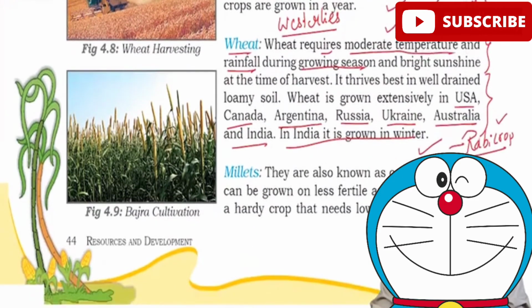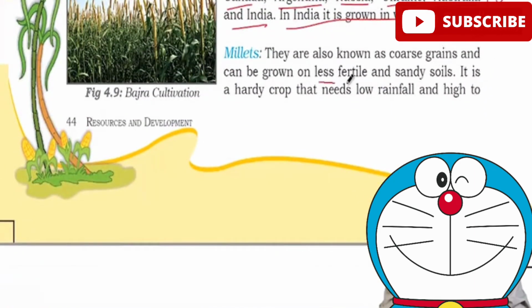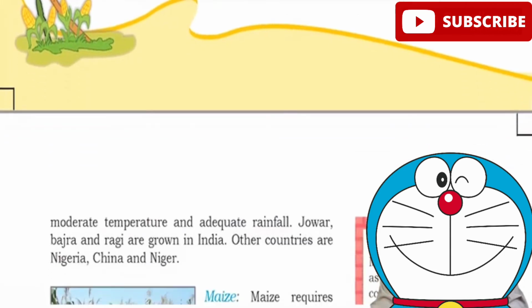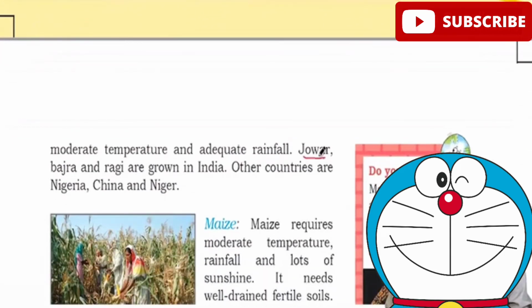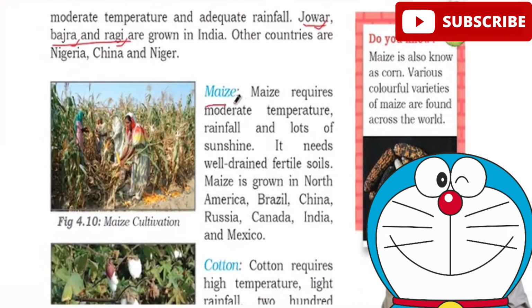Next, we need to talk about millets or coarse grains, which are usually grown on less fertile and sandy soil. They require less rainfall, so they are usually arid crops. In India, jowar, bajra and ragi. Ragi is grown in Karnataka, bajra and jowar in Maharashtra and Rajasthan respectively, right? Then you have maize, which is a very important crop in major countries. In India, it is usually grown as a subsistence crop.